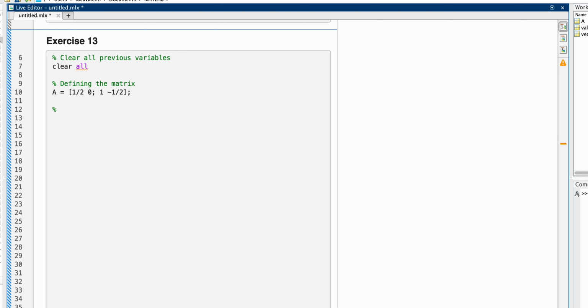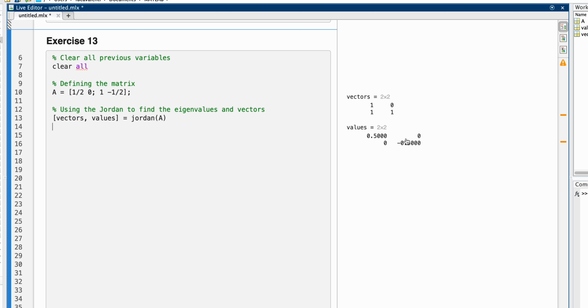And then I'm going to use Jordan to find the eigenvalues and vectors. Remember, Jordan outputs two things, vectors first and values second, so you need to give it a matrix output, and then we can just put Jordan of A. We press Control Enter, and we get these two things. Now notice how these are eigenvalues, and these are eigenvectors.